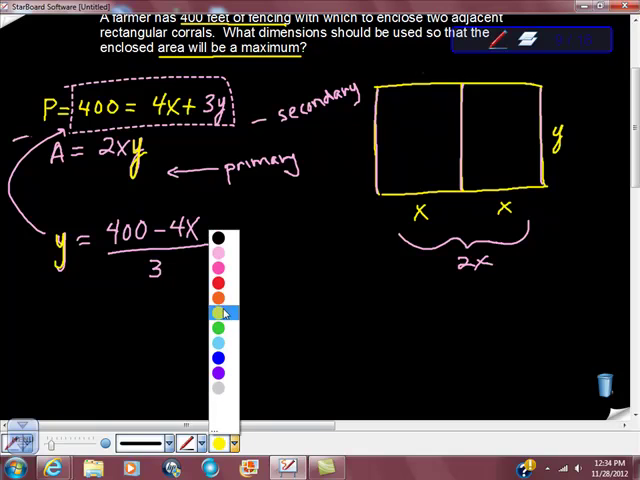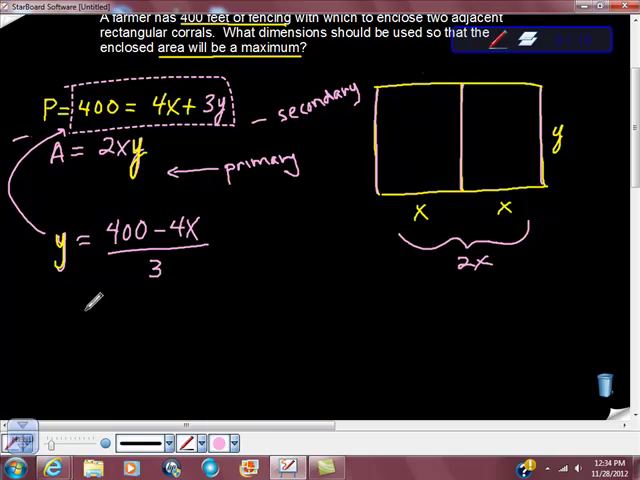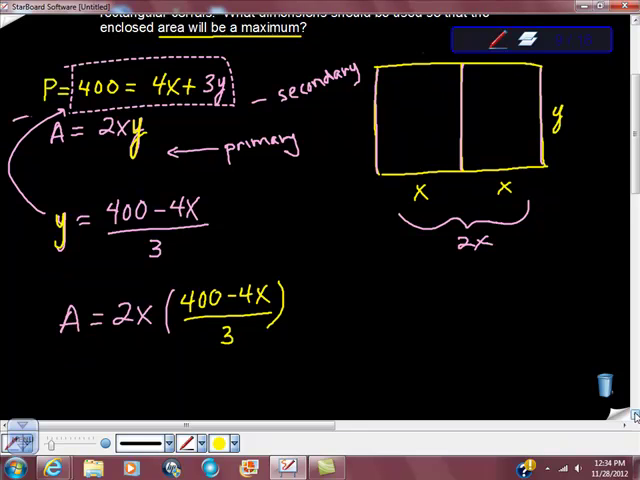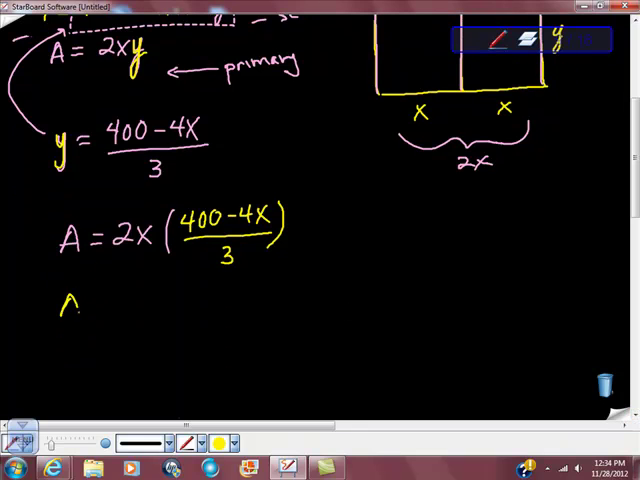So I'm going to rewrite my primary function. Now I'm going to have perimeter and area all in one function. So I'm going to say that the area is equal to 2x times our y value, which is 400 minus 4x all over 3. Going to simplify that and get that the area is equal to 800x minus 8x squared, all over 3.